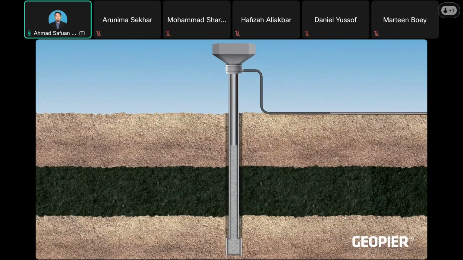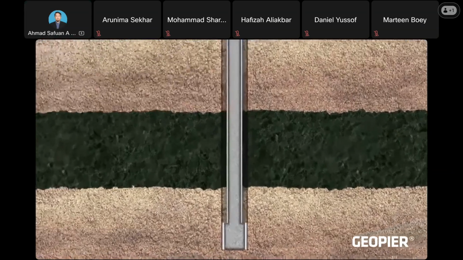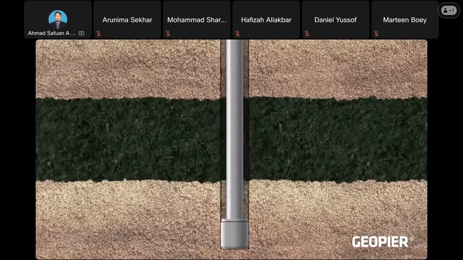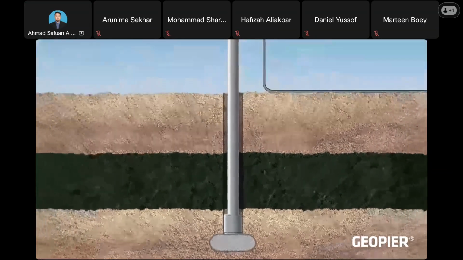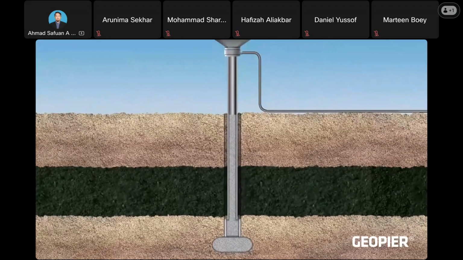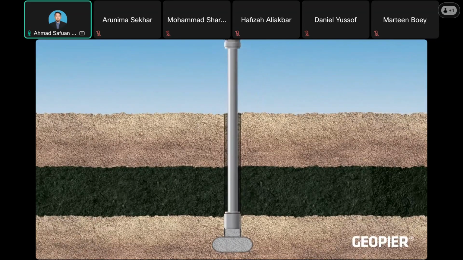So this is also a bottom feed method. They tamper the granular material. That's why they call it the rammed aggregate method.